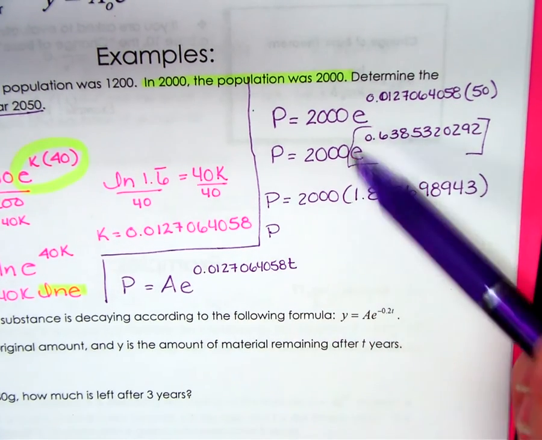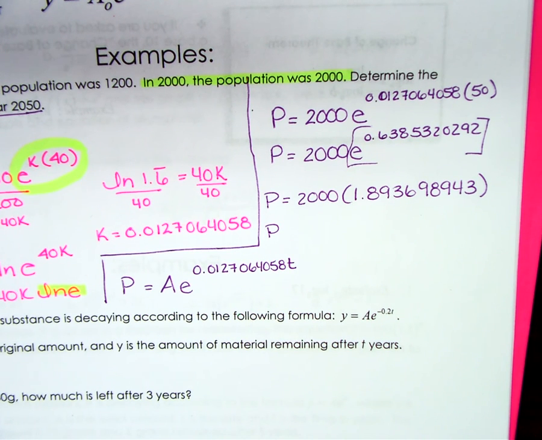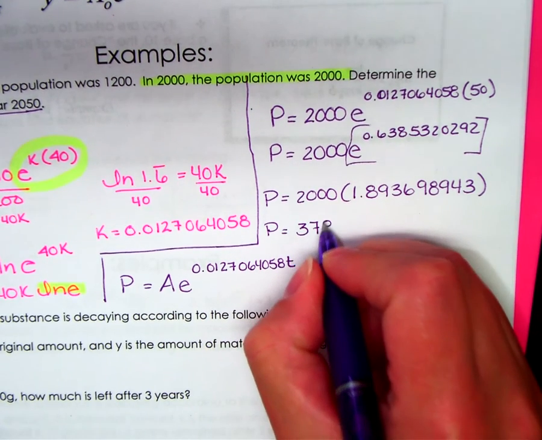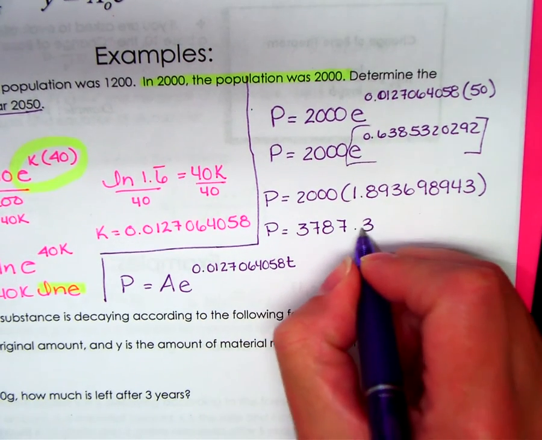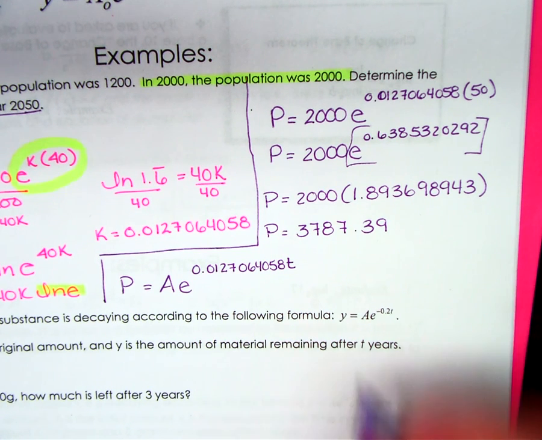Because I evaluated it. I did e to the exponent of that. We're dealing with people, so should I have decimals? No, that doesn't seem polite nor nice.